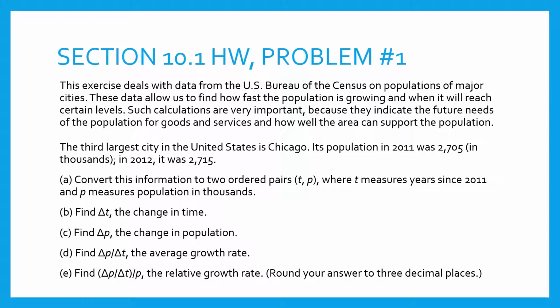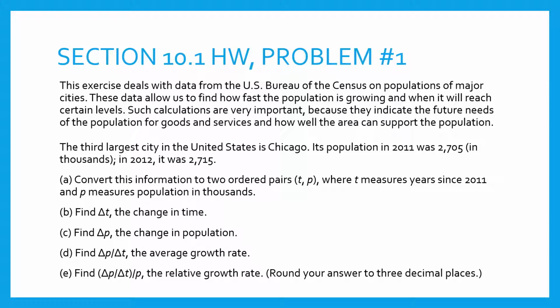The third largest city in the United States is Chicago. Its population in 2011 was 2,705 in thousands. In 2012, so 1 year later, it was 2,715. Part A says, convert this information into 2 ordered pairs, where T measures the year since 2011 and P measures the population in thousands.